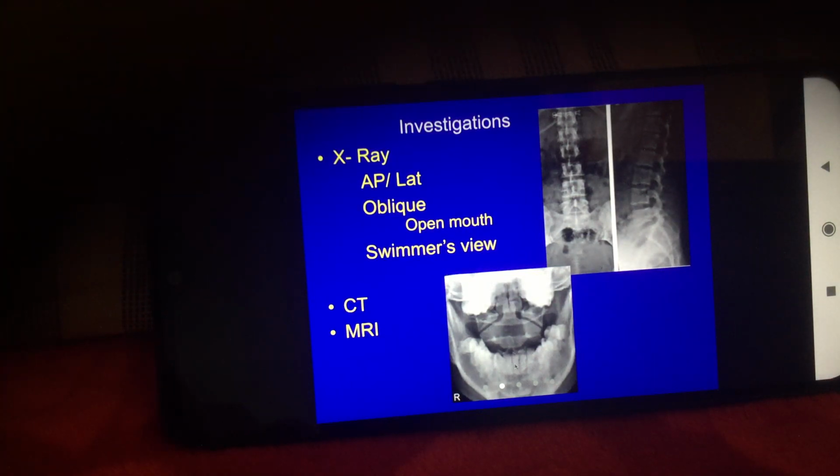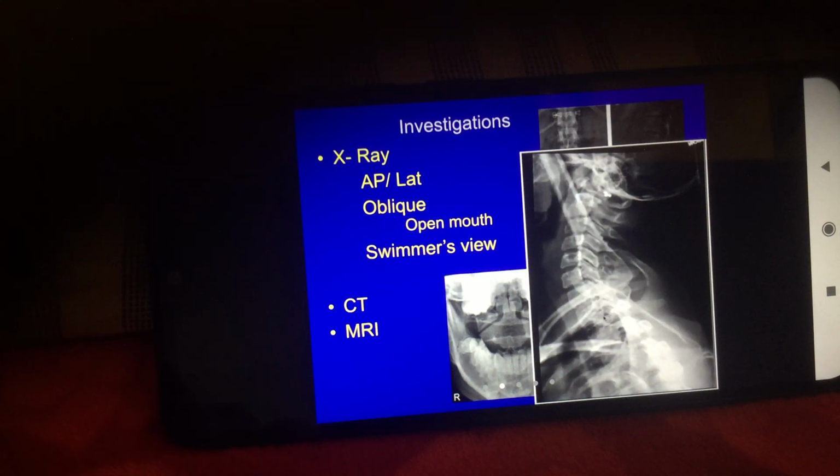Now look at this. This is the open mouth view. You can see this area. This is C1, and the odontoid process. This is C2. But with the mouth closed, the mandible will obstruct, and you won't be able to see C1 and C2. During your clinical or neurological examination, if you strongly suspect an injury at the C1, C2 level, you always have to do an open mouth view.